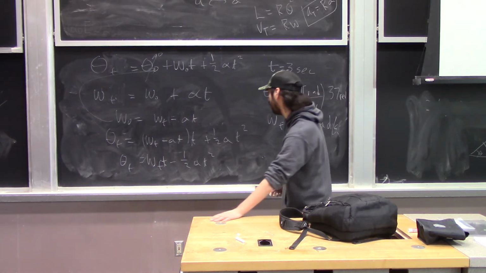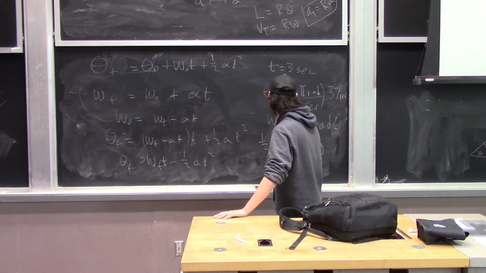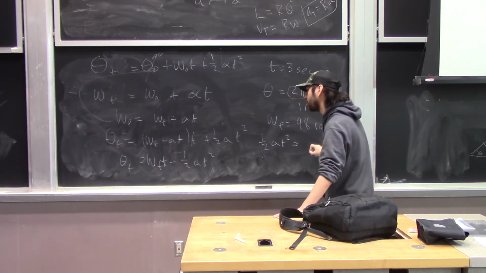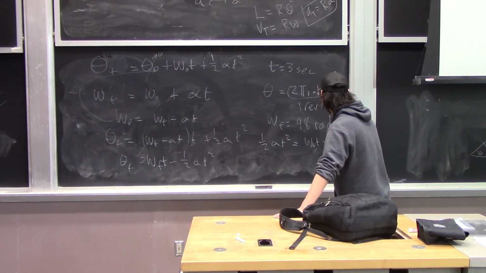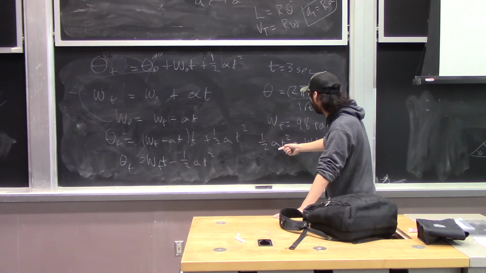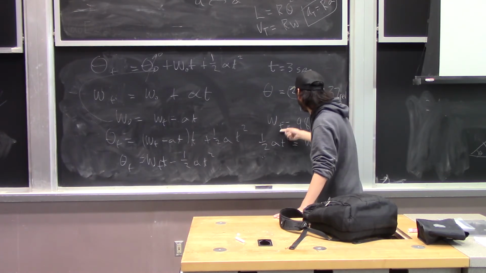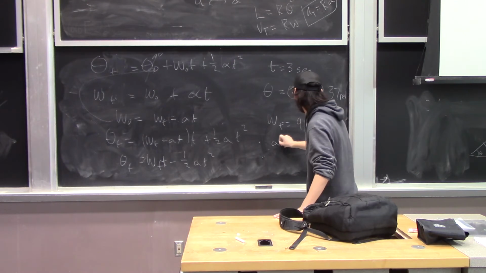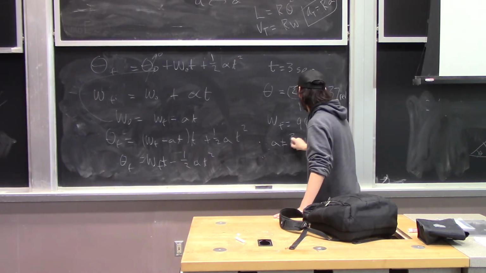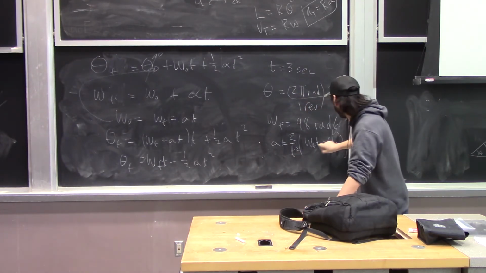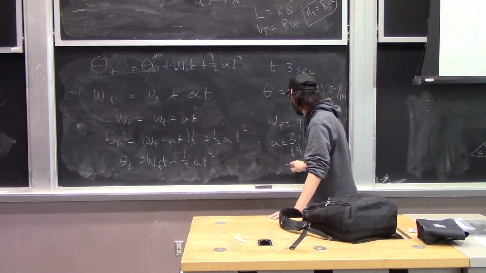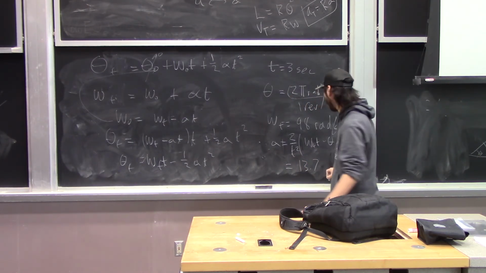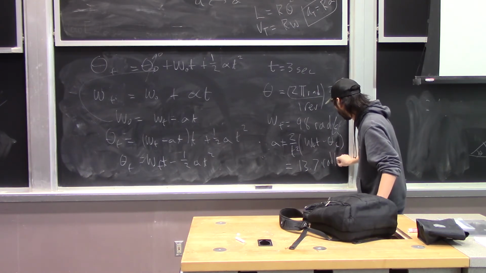Let's leave this stuff here for the time being. This is going to be 1/2 alpha t squared is going to be equal to omega f t minus theta f. Multiply both sides by 1/2 over t squared. We end up seeing then that alpha is going to be equal to 2 over t squared times omega f t minus theta f. And then when we plug this in and put our numbers into this equation, we end up seeing that this is about 13.7 radians per second squared.